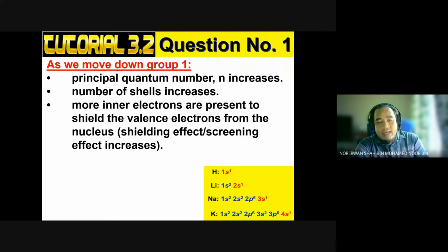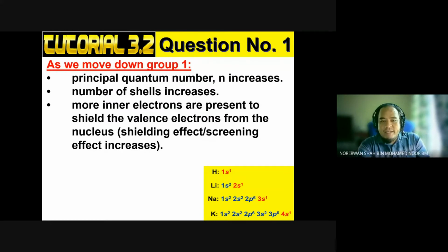So apa kesan dia? The more inner electrons it has, dia akan shield this valence electron, sebab ni group 1 kan, from the nucleus. Jadi, bila shell makin besar, inner electron makin banyak, so this inner electrons akan shield this one outer electron daripada ditarik oleh nucleus. Kita katakan shielding effect ataupun screening effect, dua-dua ni membawa maksud yang sama. Okay, increases.